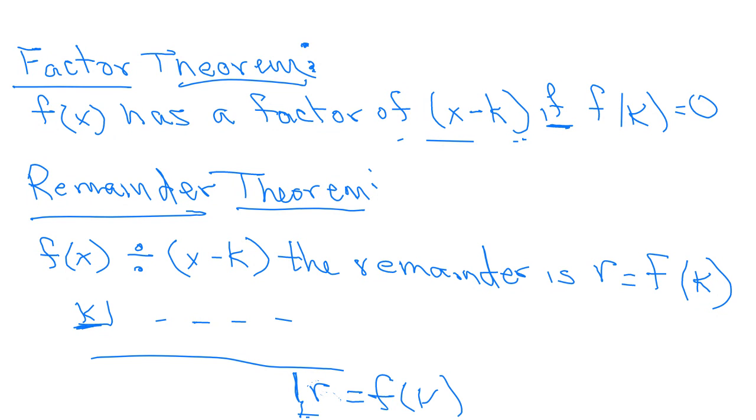Now, if your remainder is 0, it's the same as any time we're dividing and end up with a remainder of 0. If your remainder is 0, then the factor theorem tells you that x minus k is a factor of the original polynomial. So I think it's going to be easiest to explain these two theorems by showing you a couple examples.